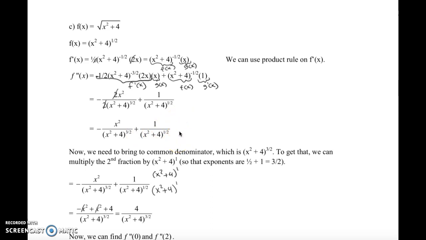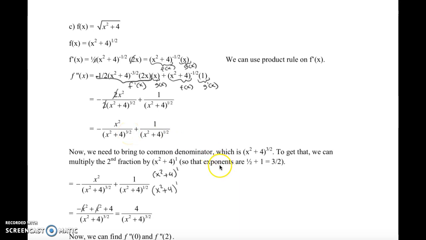And now we have to be able to add these things together. So we need to go ahead and get our common denominator. And our common denominator is going to be (x squared plus 4) to the 3 over 2. All right, and seeing as the first fraction already has that, don't forget there's a negative there, we could go ahead and get our common denominator from our second fraction by multiplying this by x squared plus 4, because if we add 1 to 1/2, we get 3 over 2.